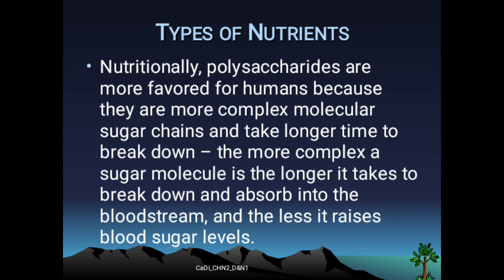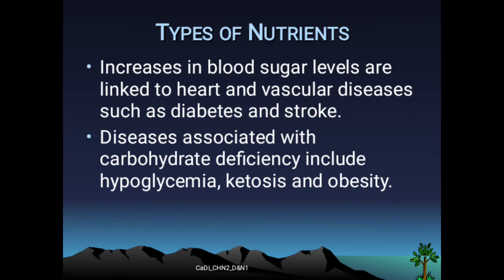Nutritionally, polysaccharides are more favored for humans because they are more complex molecules, sugar chains, and take longer to break down. The more complex a sugar molecule is, the longer it takes to break down and absorb into the bloodstream, and the less it raises blood sugar levels. Increases in blood sugar levels are linked to heart and vascular disease such as diabetes and stroke. Diseases associated with carbohydrate deficiency include hypoglycemia, ketosis, and obesity.